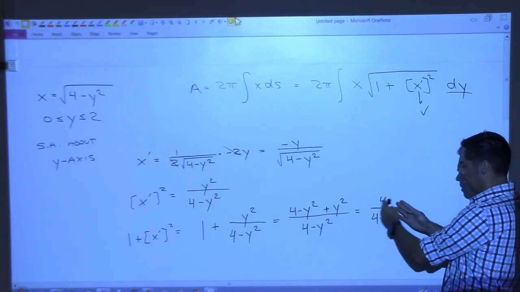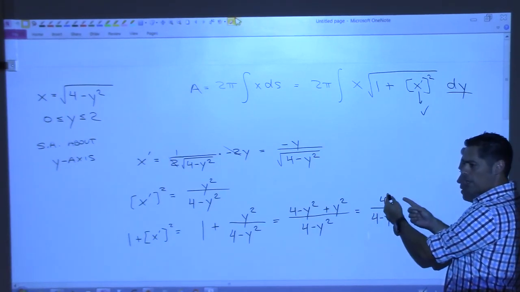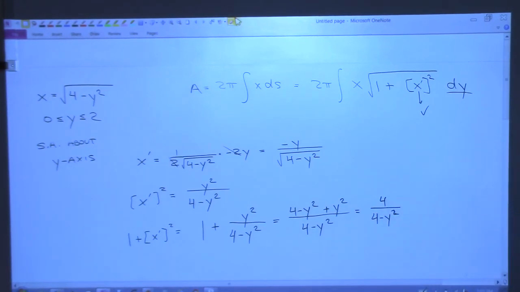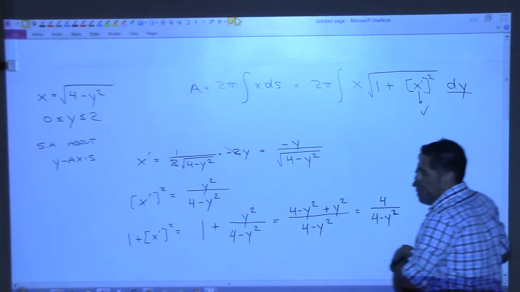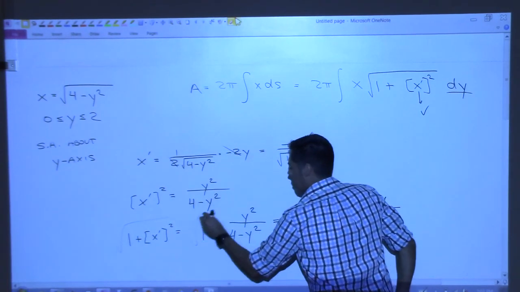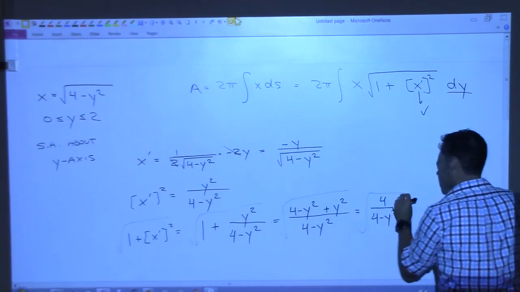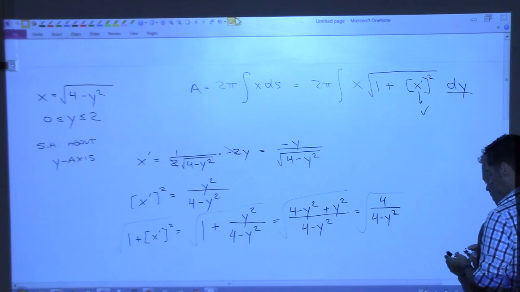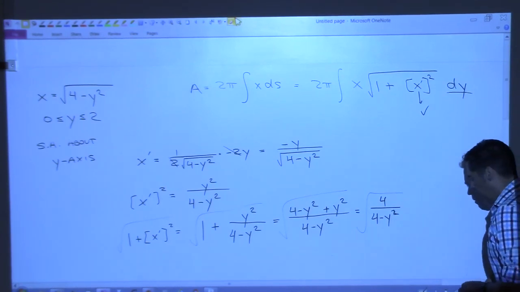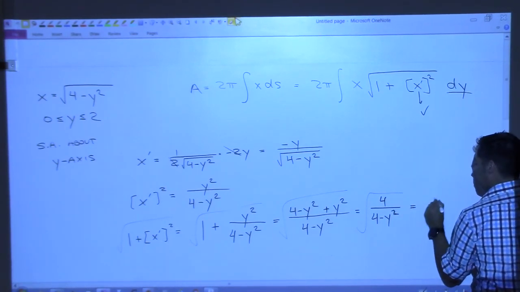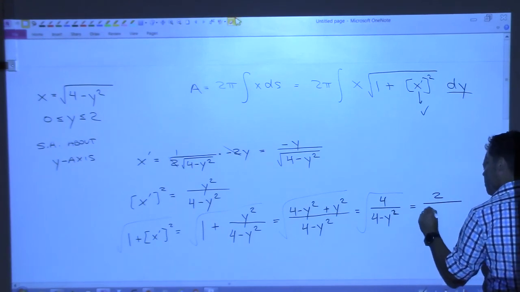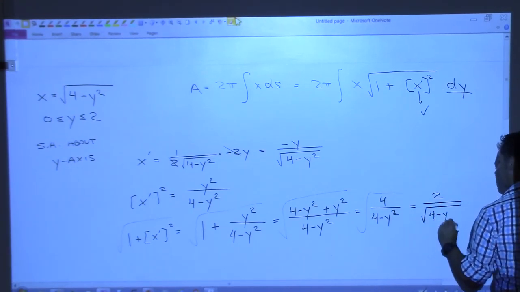You can't split these, right? Because 2 here, 1 here. You can do it the other way, but not with that. All right, so I'm going to have to take the square root of this, right? Up there? I'm going to do that right now. I'm going to do square root here, square root here, square root here, square root here, and that would be equal to 2 over the root of 4 minus y squared. So 2 over the root of 4 minus y squared.